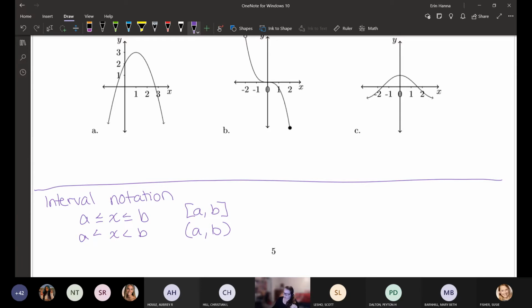And then you can also have kind of a half and half situation. So it could be equal to one end but not equal to the other end.